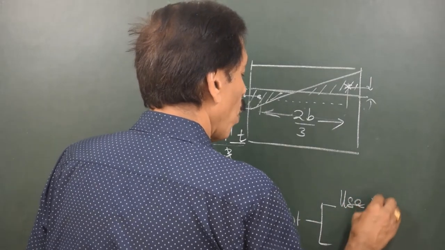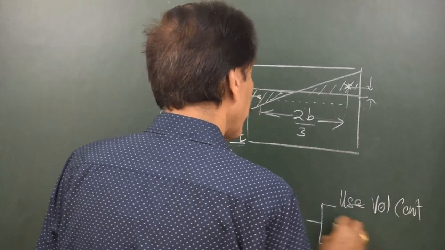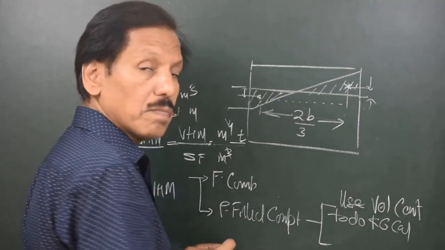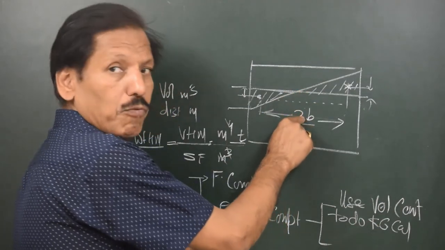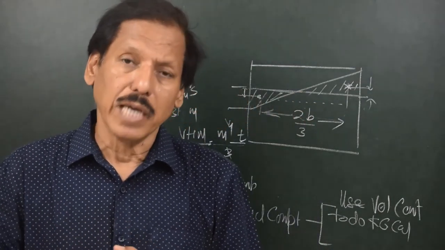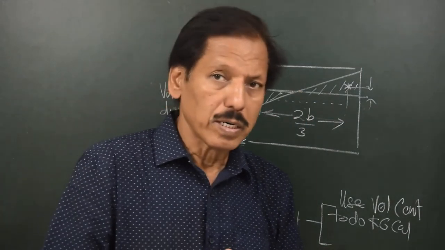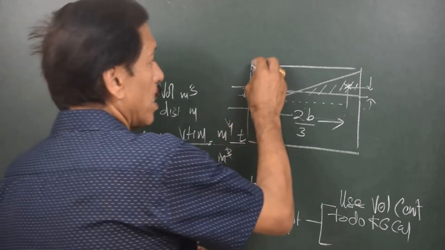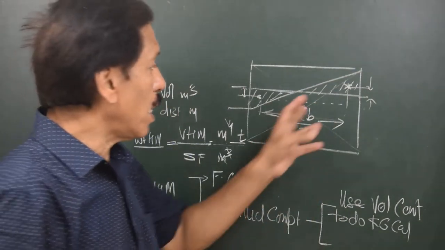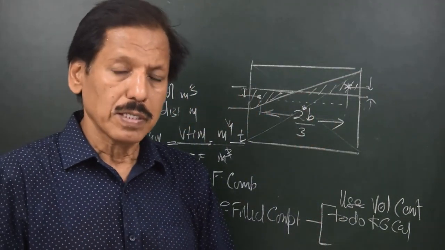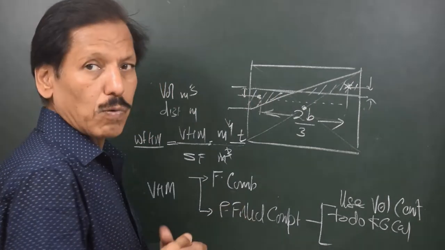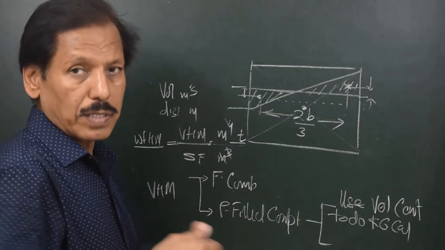use volumetric centroid to do kg calculations. Where should be the centroid of this grain? The centroid of this grain should be somewhere here. If we take that centroid, then we are trying to make the calculations accurate. But in case you consider the volumetric centroid of the whole compartment, that means if you take the information regarding the kg of this cargo from the tables, which gives you the position of volumetric centroid to do the kg calculation, then you are doing error on the safer side.